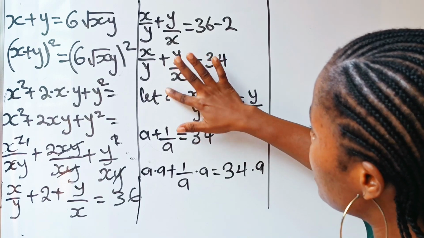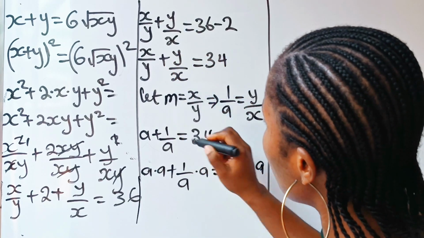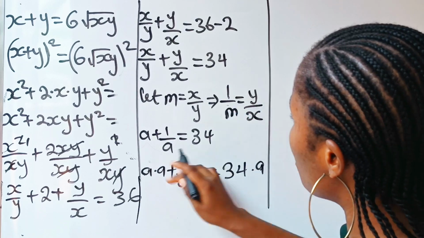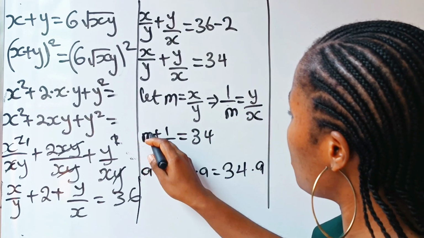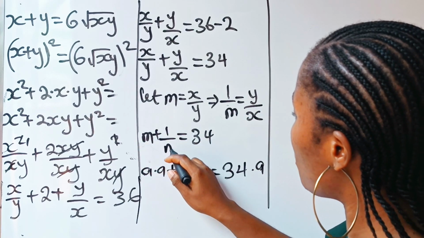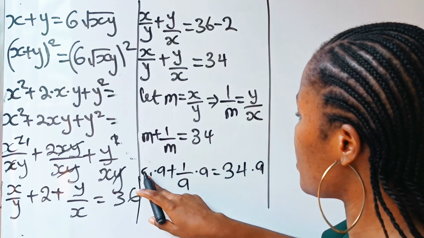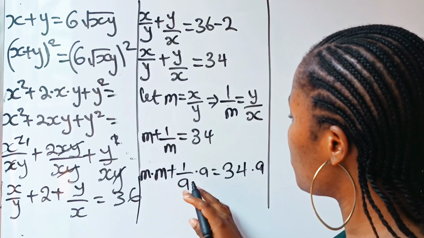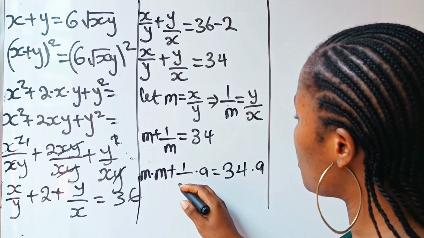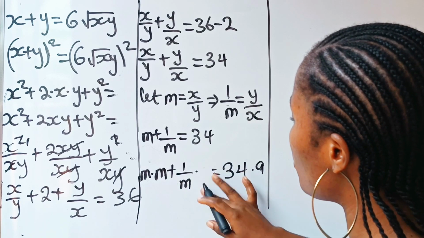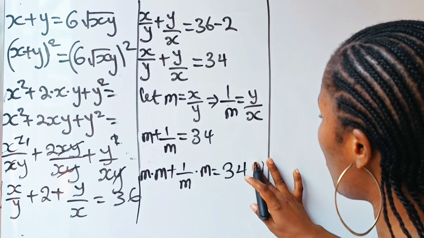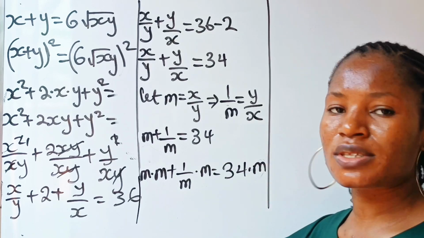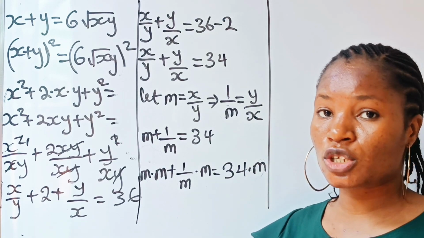Now let's continue. I would like us to use m instead of a. Yes, I have my reason. So this becomes m plus 1 over m. M plus 1 over m is equal to this. So we are going to have m multiplied by m, because when solving a quadratic equation, if we use this a, it's going to affect us. We are going to get confused. So let's convert it to something that is not in our quadratic equation formula.